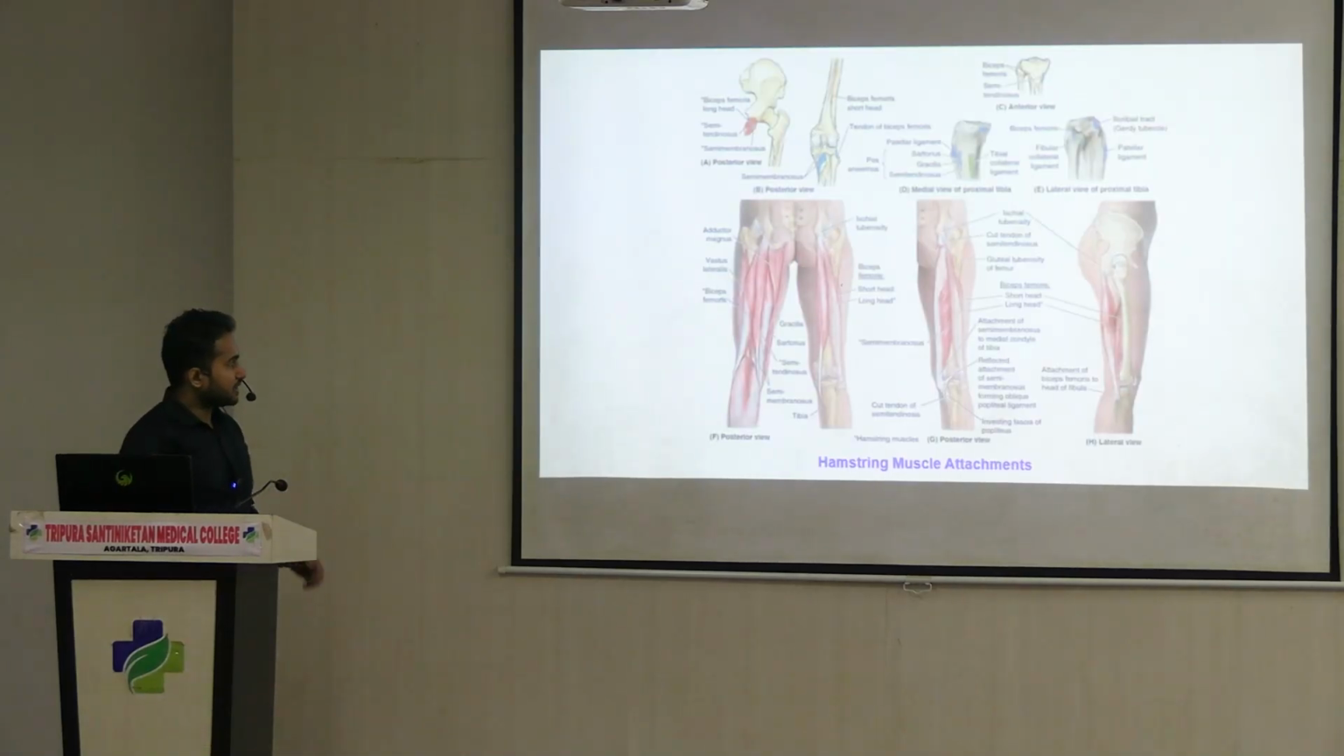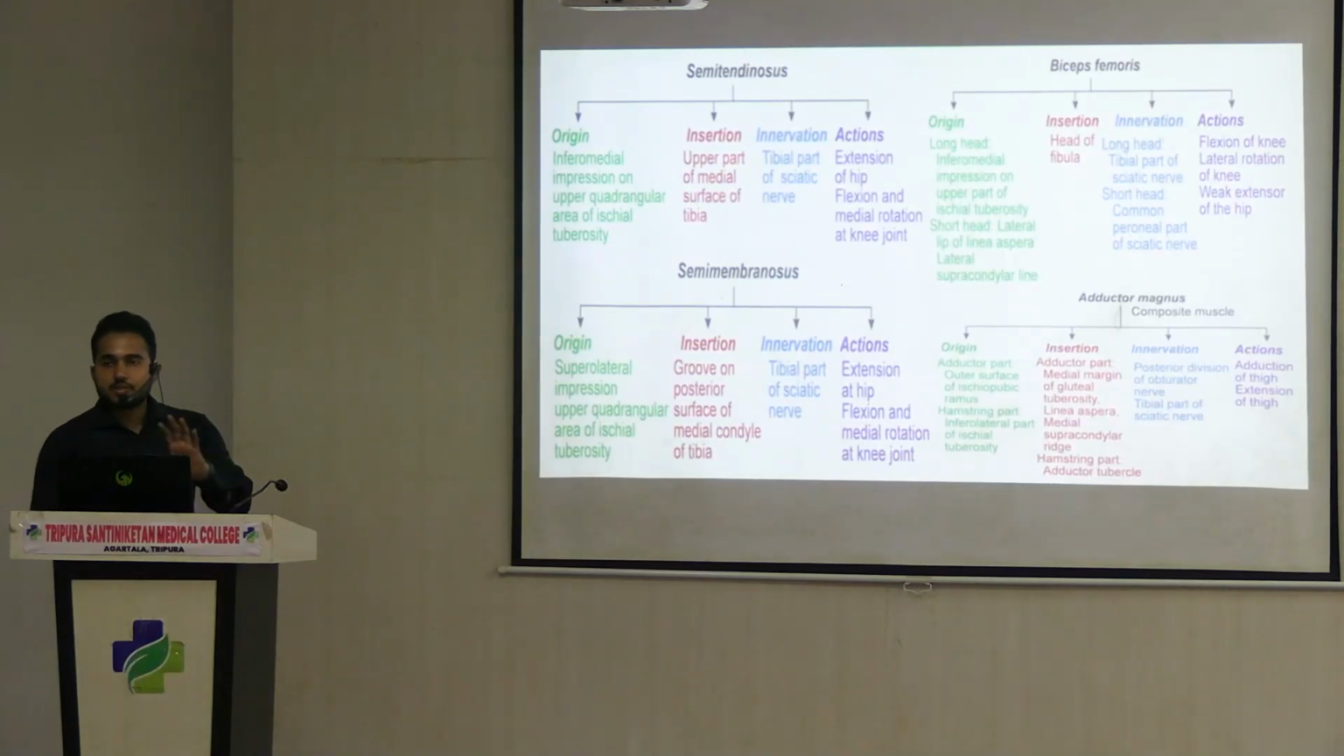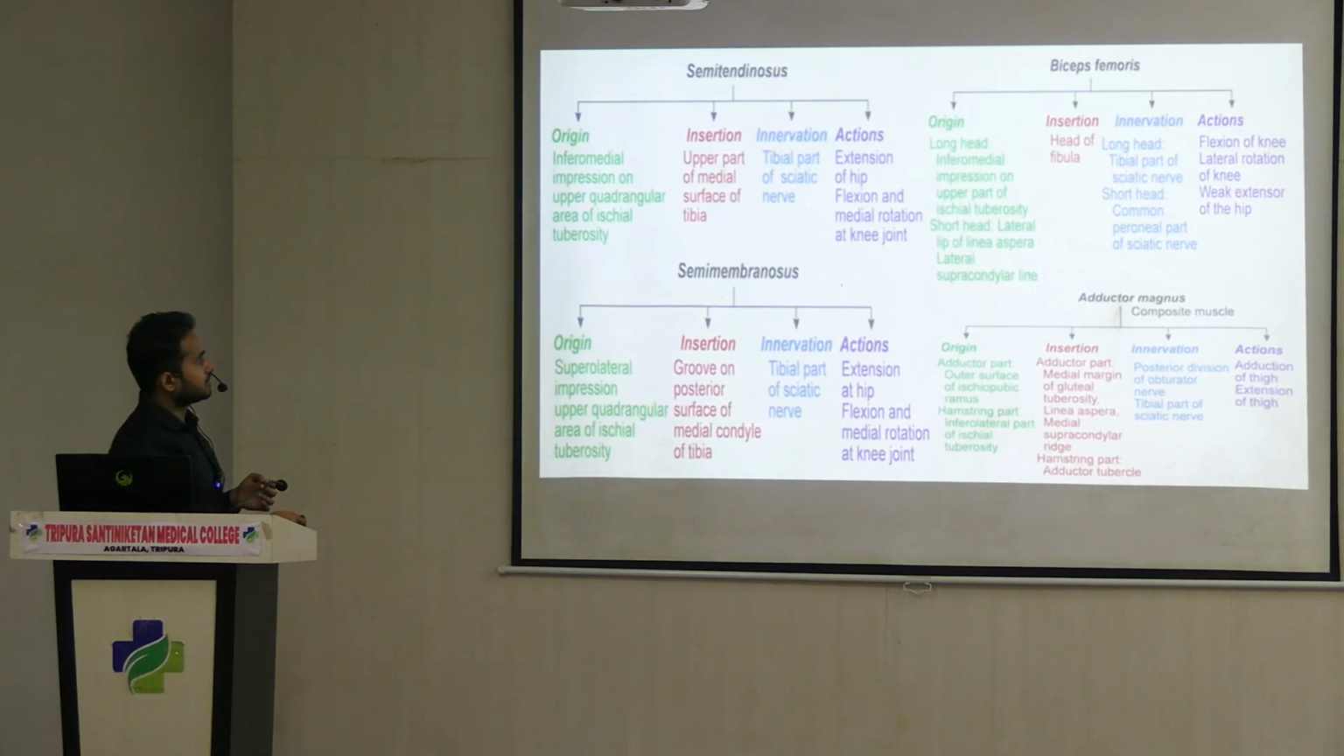Okay, next you can see the hamstring muscles, how they are oriented, the origin, insertion, all those things are shown over here. Next, so we have seen the origin, we have seen the insertion. Next, which part is left? Any skeletal muscle has an origin and an insertion. What are the other two parts? Nerve supply and action. Okay. So here you can see the nerve supply and action.